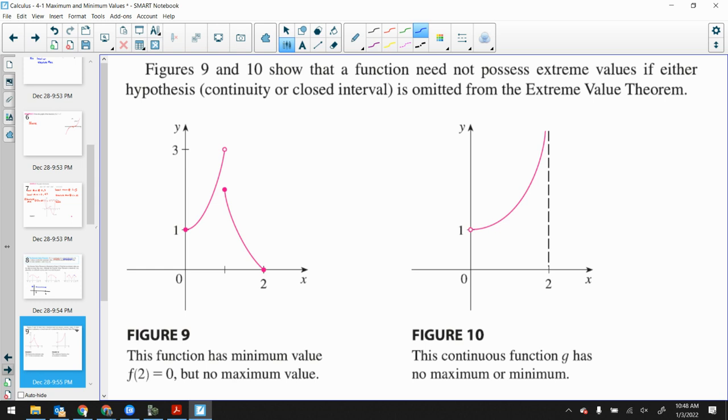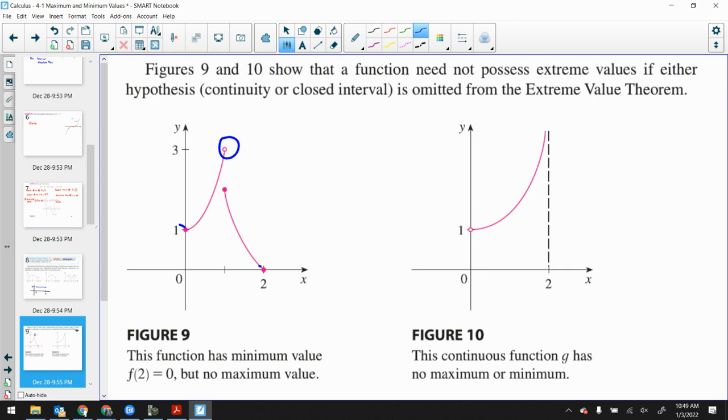There's a jump discontinuity. So if you have a discontinuity within your closed interval, even though I do have a closed interval, with closed dots on either side, then the extreme value theorem does not apply. It doesn't have to have an absolute maximum or minimum within that range. Because, for example, here, would we consider this an absolute maximum?